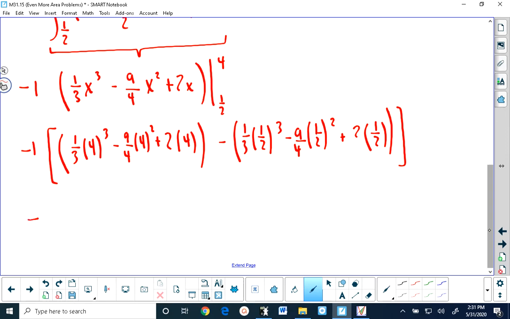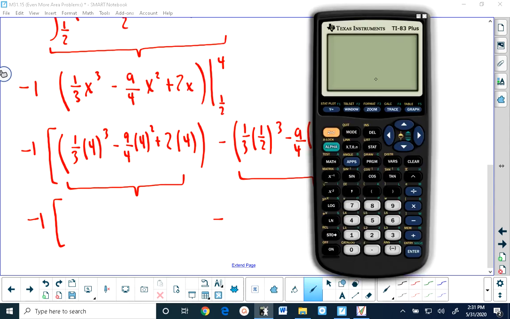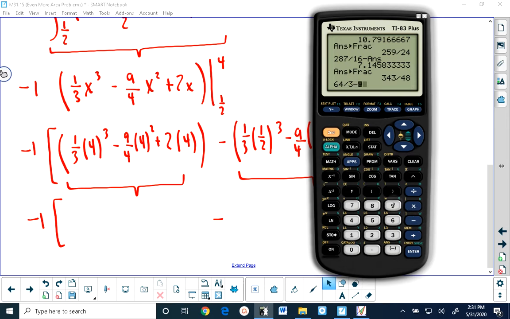We still have the -1. I'm going to figure out what this is, minus, we will figure out what this part is. Four cubed is 64, minus 9 divided by 4 multiplied by 4 squared, which is 16, plus 8. This gives me -20/3.